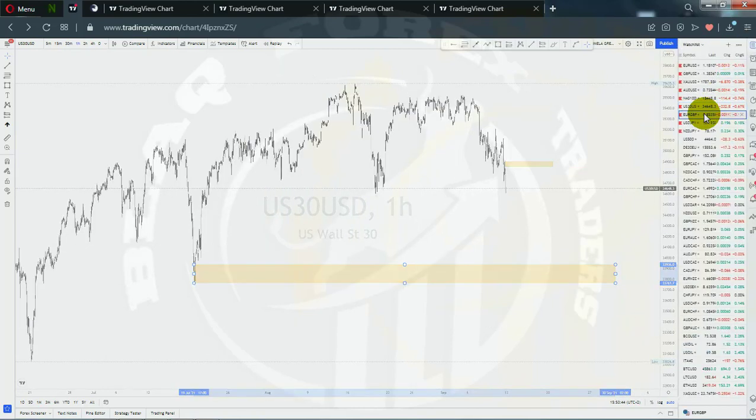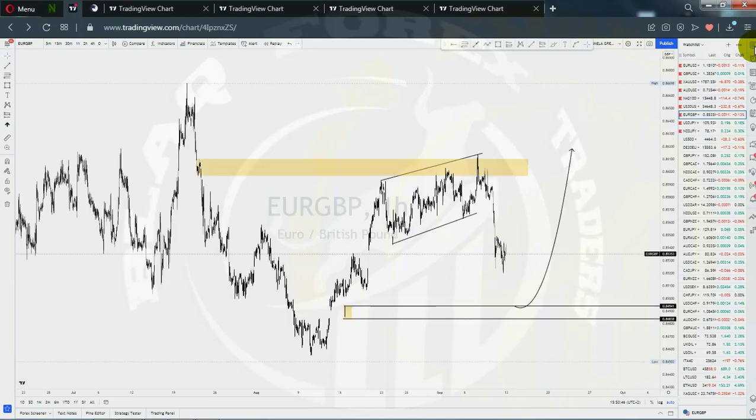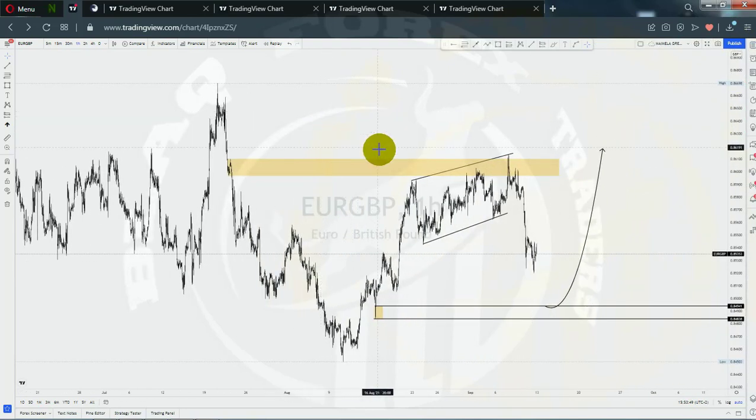So let's go to Euro GBP. Euro GBP, same thing. I made this analysis last week. I didn't take the sell. I didn't sell this one. I'm looking for a buy here. So this is the same thing. I didn't change anything on this pair. I'm still waiting for them to reach this demand zone. Then I'm gonna take my buy.